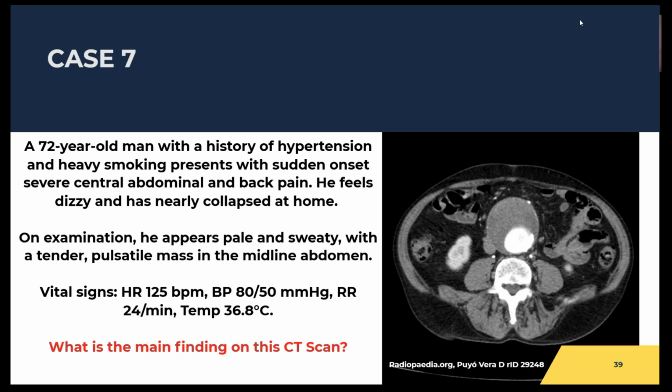Okay, so case 7 now. So we've got a 72-year-old man who has had a history of hypertension and heavy smoking, who presents with sudden onset severe central abdominal and back pain. He feels dizzy and has nearly collapsed at home. On examination, he appears pale and sweaty, with a tender pulsatile mass in the midline abdomen. So he's got a heart rate of 125, blood pressure of 80/50, a respiratory rate of 24, and temperature of 36.8. So what is the main finding on this CT scan?